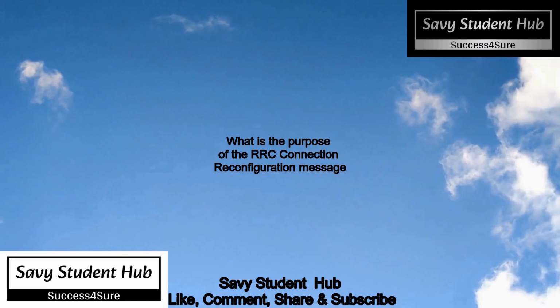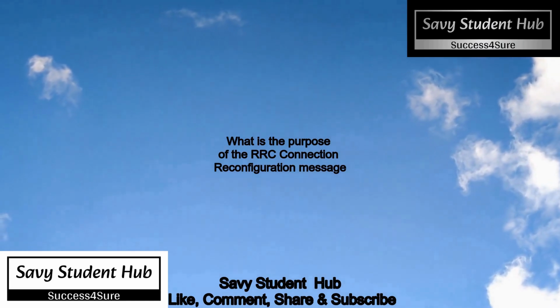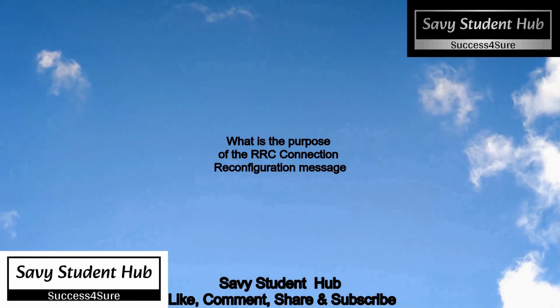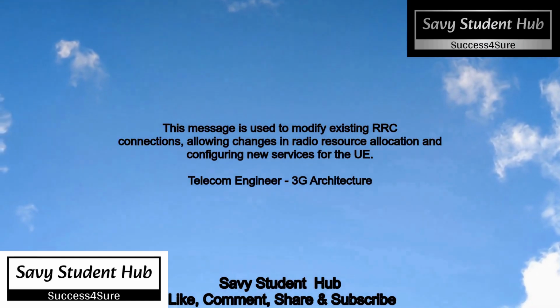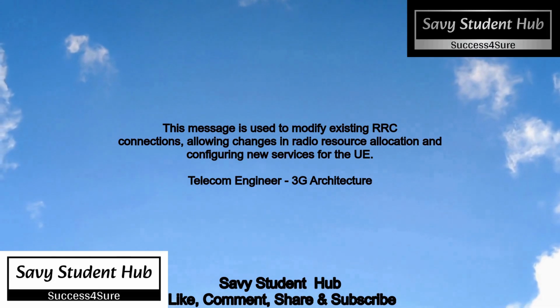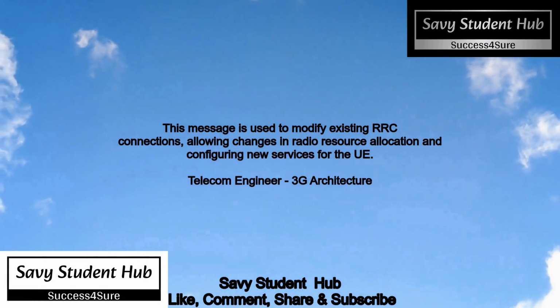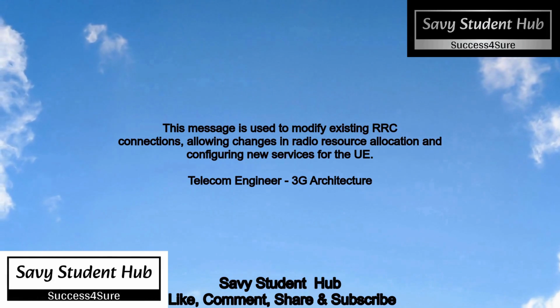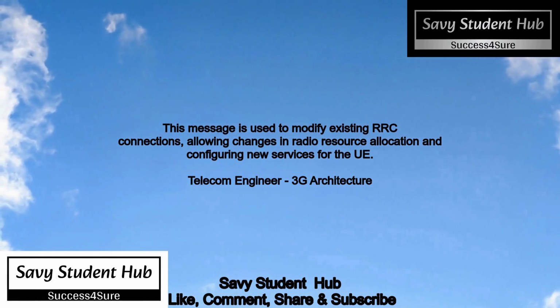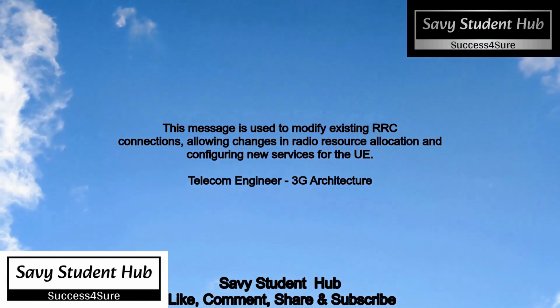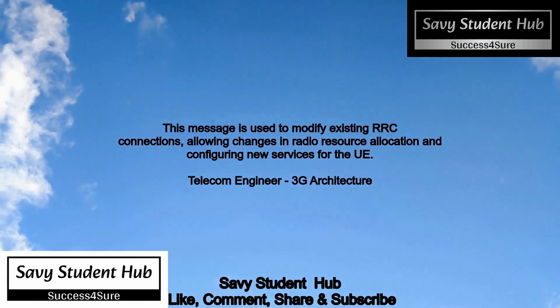What is the purpose of the RRC connection reconfiguration message? 3, 2, 1, 0. This message is used to modify existing RRC connections, allowing changes in radio resource allocation and configuring new services for the UE.